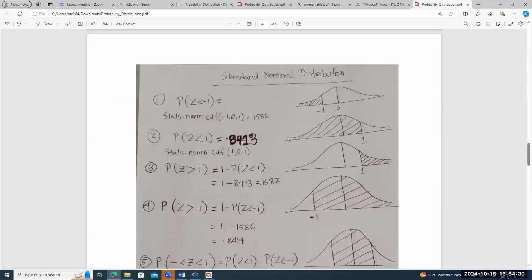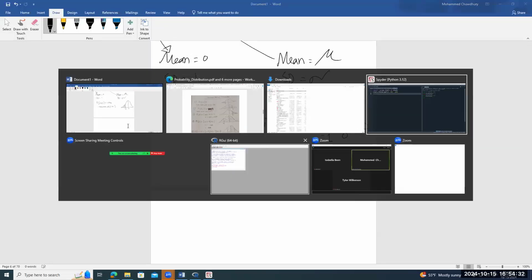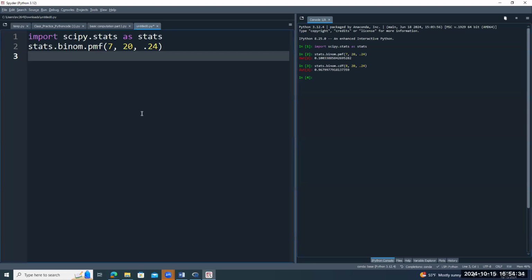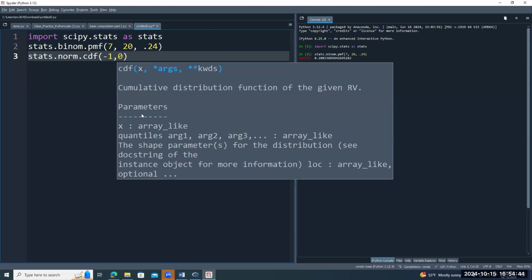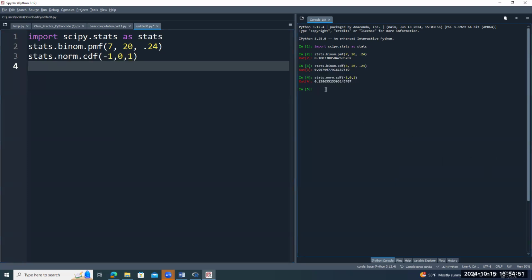Let me run this in Python. stats.norm.cdf, and then I want to put here -1, 0, 1 and Control Enter. See, I got 0.15866, right? So now there is software, R, Python, Excel, you can use, you can compute these things.